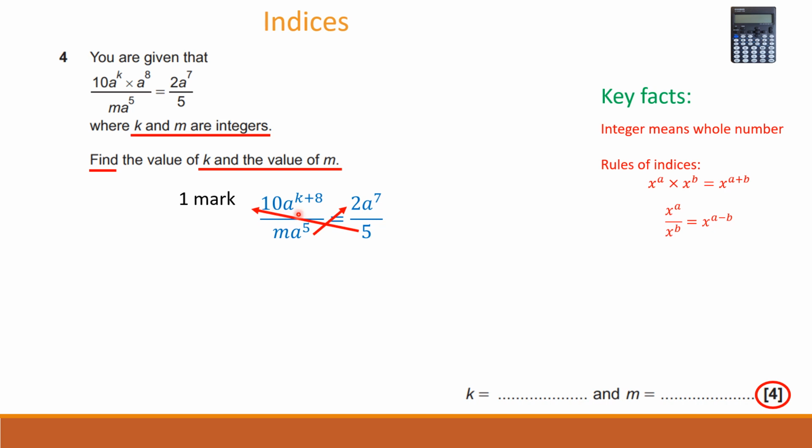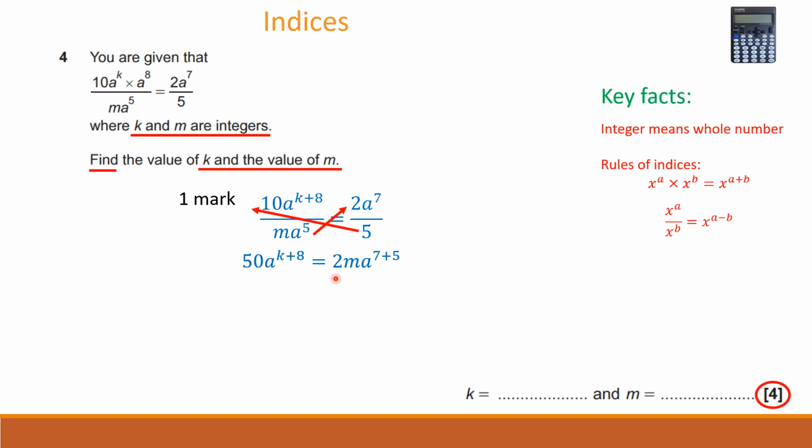So on the top left hand side, I've got 10 times 5, which is going to give me 50. I've got 2 times m, which is just 2m. And then I've got a to the power of 7 times a to the power of 5. And that is using this first rule here. A to the 7 times a to the 5 is a to the power of 7 plus 5. So using the rule at the top here again, I can add my powers when I put the a terms together.